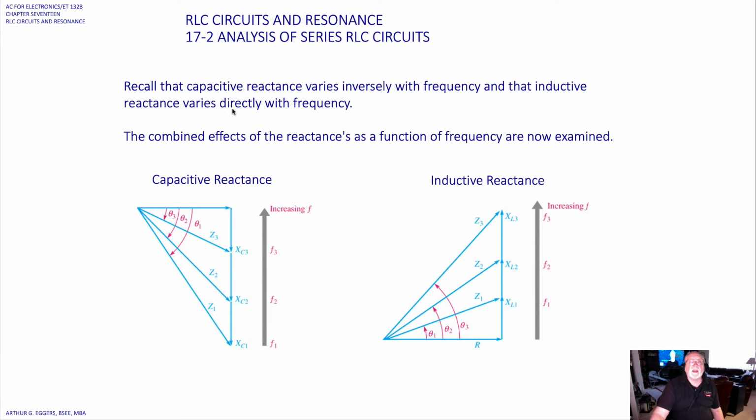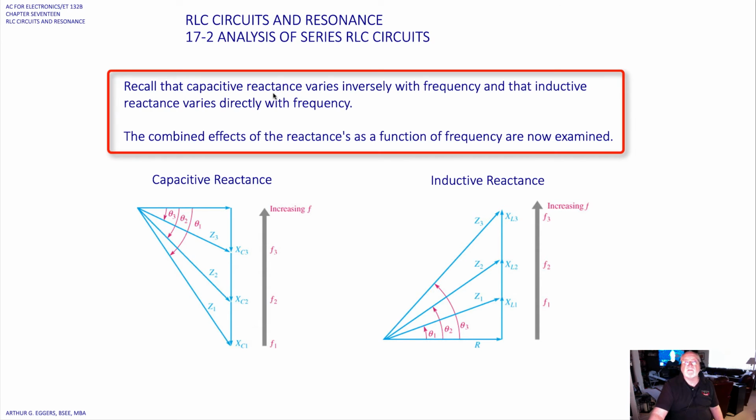You'll recall that capacitive reactance varies inversely with frequency and that inductive reactance varies directly with frequency. Again, this is a matter of one being a quotient and one being a product. The capacitor is an inverse because it's a quotient. The inductive is a product because it's a product of all of the terms in the numerator.